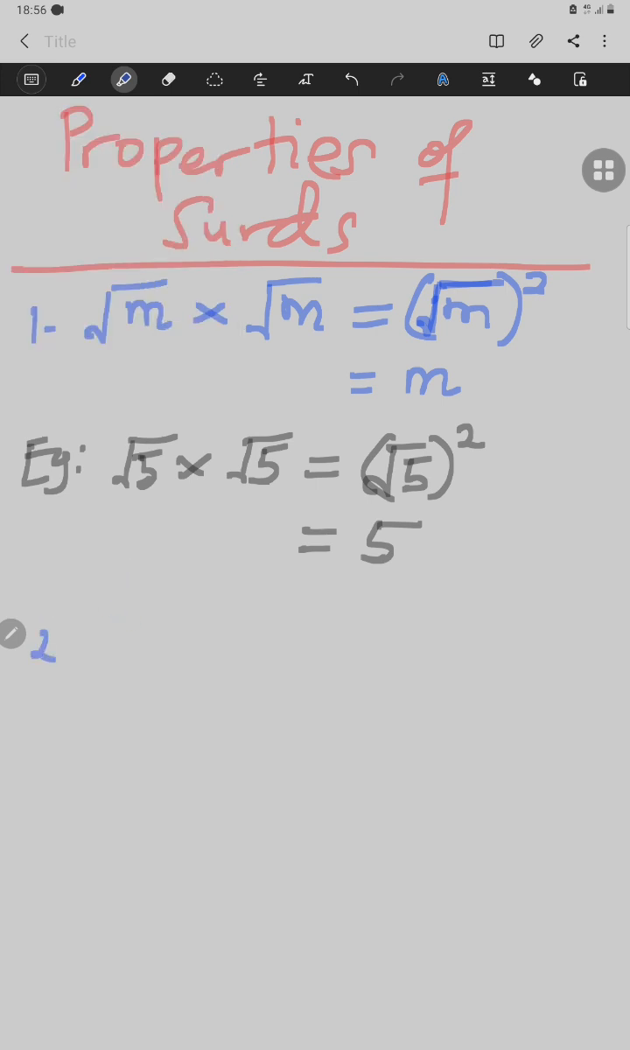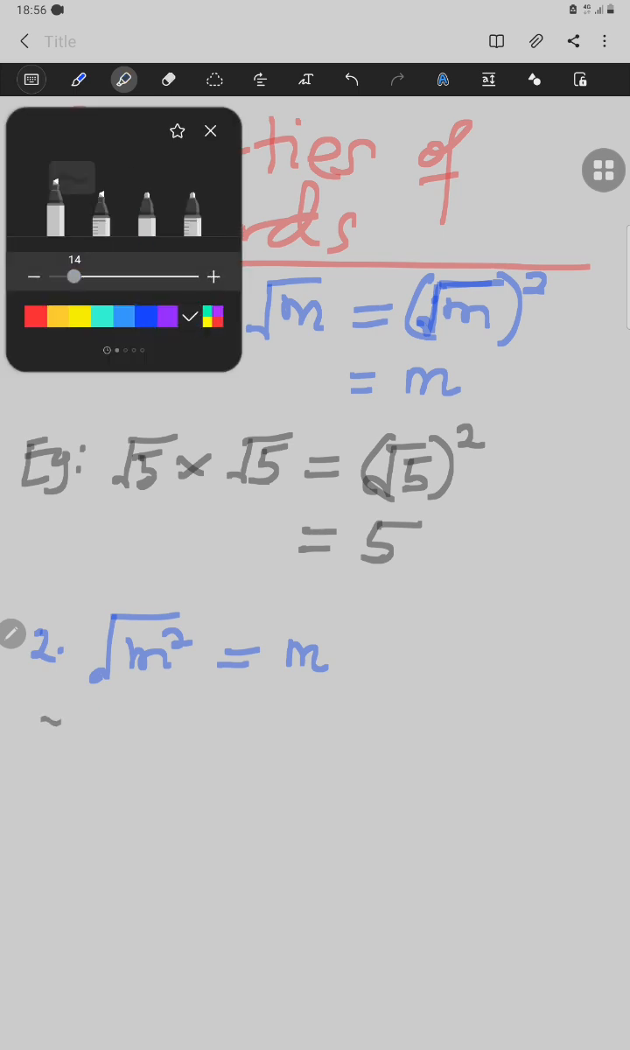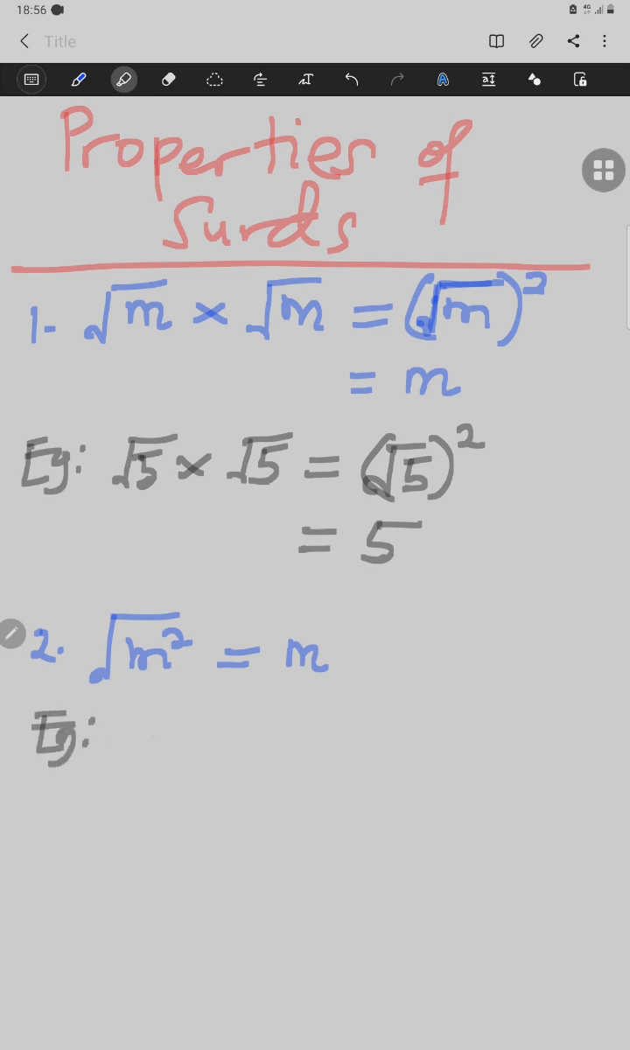Two. It says that when you have the root of m squared, it's just like that, so it's going to give us m. So an example, if I have the square root of 2 squared, this gives me 2. So kindly take note of these things I'm sharing with you. It's very, very important as you advance in mathematics.